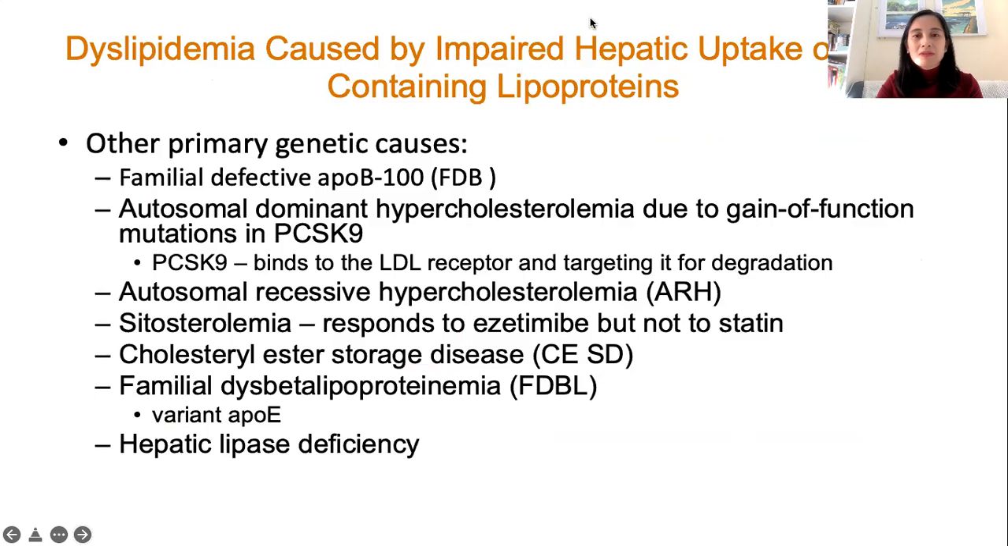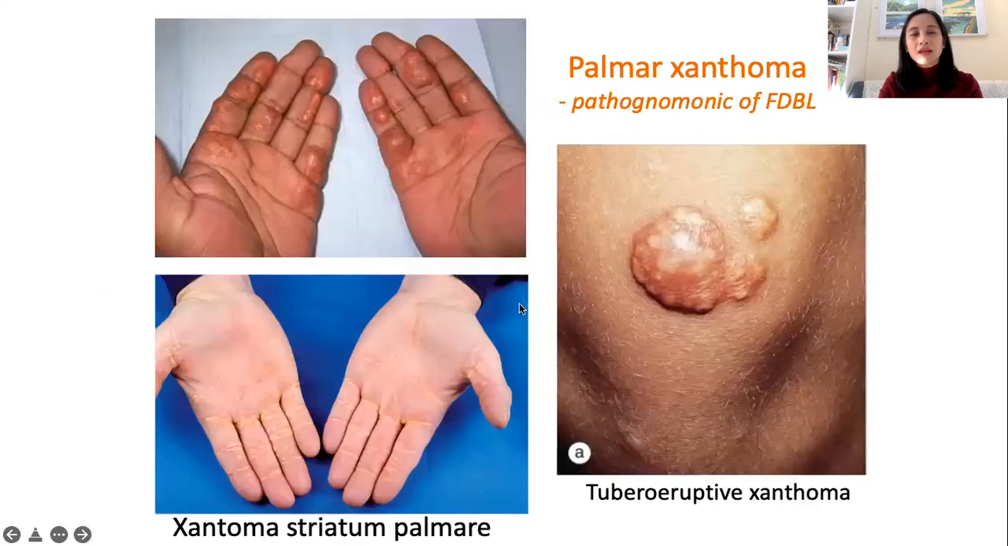Okay. Next, we go to dyslipidemia caused by impaired hepatic uptake. These are the other causes of your impaired hepatic uptake of your ApoB containing lipoproteins. And these are all very, very rare conditions. I've never seen any of this in my lifetime. So these are just nice to know that there are rare cases. But of course, you always have to consider the more common ones first before delving into or even considering these genetic causes.